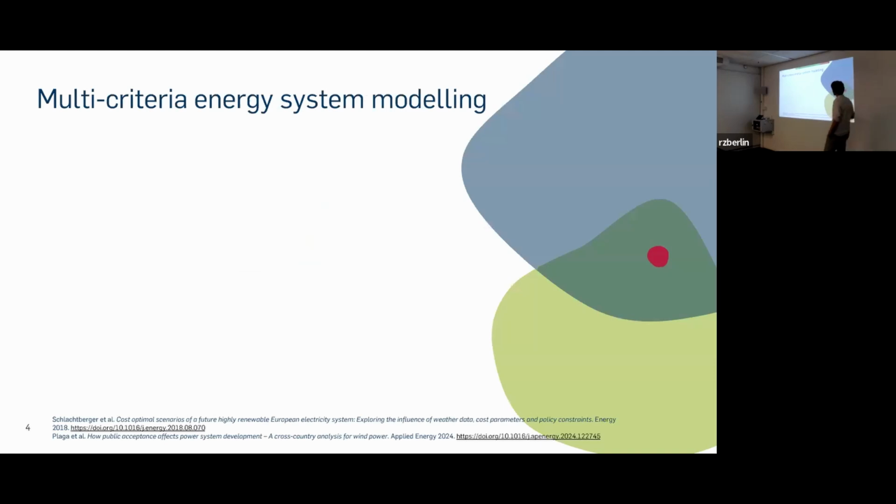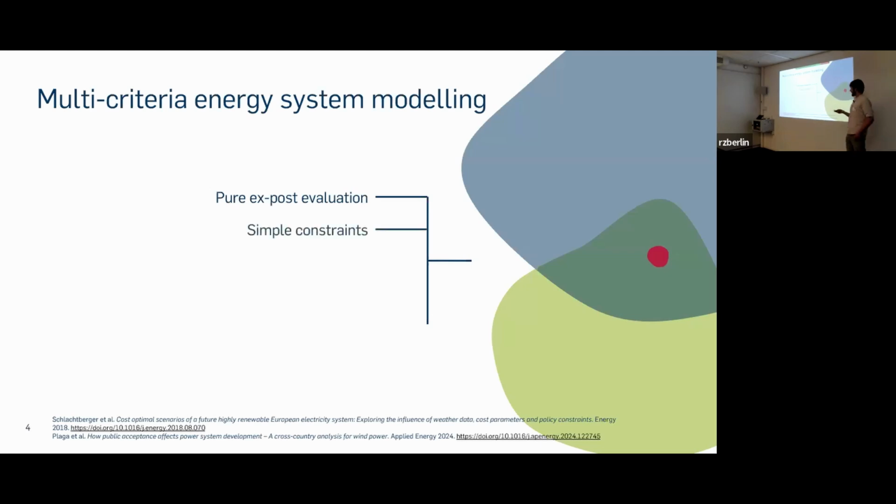To look a bit closer into the topic, what methods are there? What multi-criteria approaches do exist in energy system models? I think there's mainly 5 of them. The first one is what I would call a pure ex-post evaluation, where, let's say, non-technical or non-economic interests are just considered after the optimization, so that they're not addressed in the optimization problem directly. The second approach would be the use of, let's say, simple constraints. An example would be a CO2 cap that ensures that a certain performance level is satisfied by a solution.